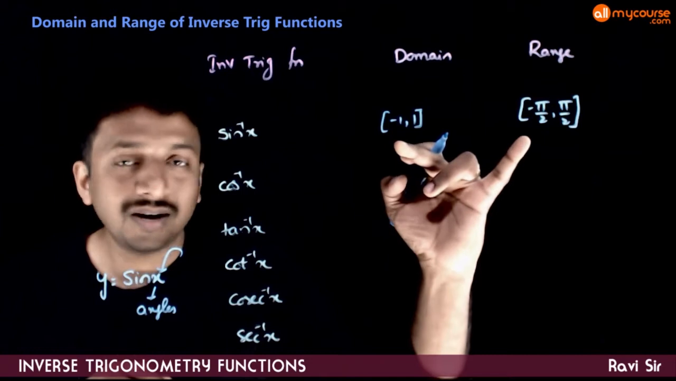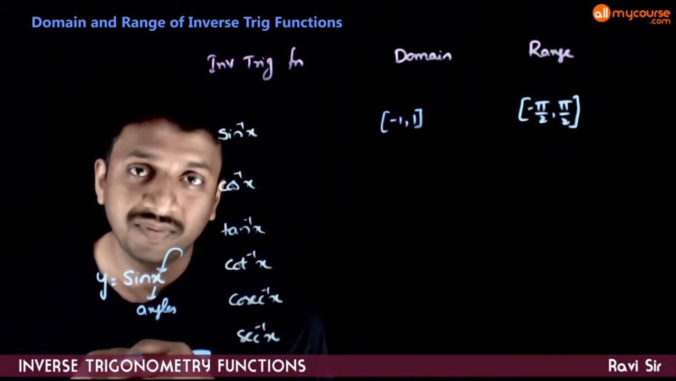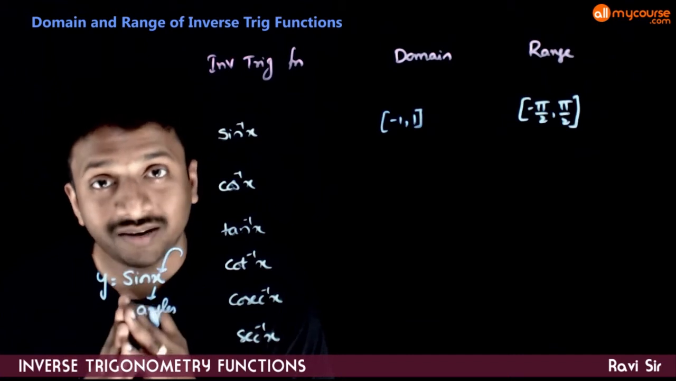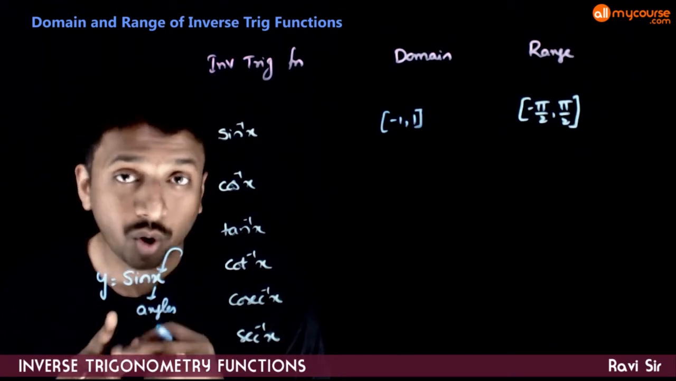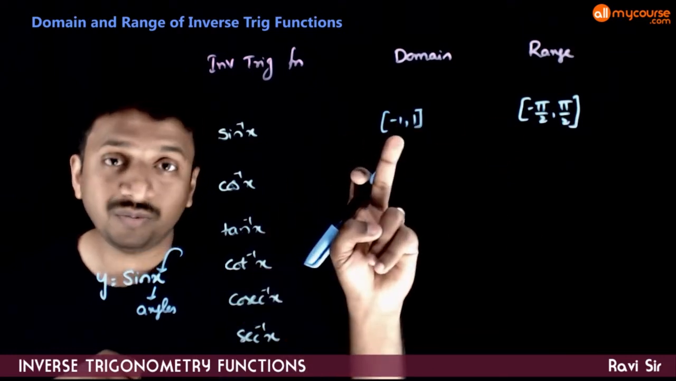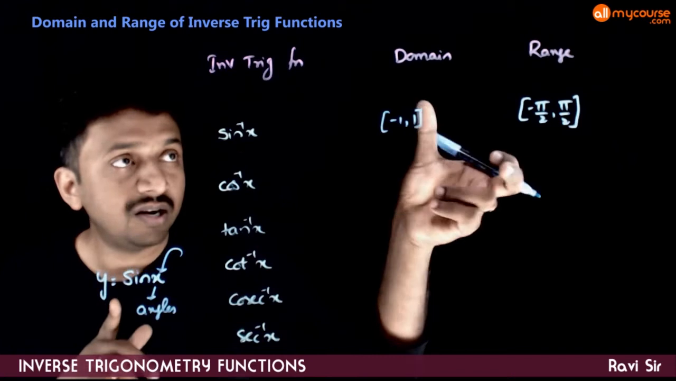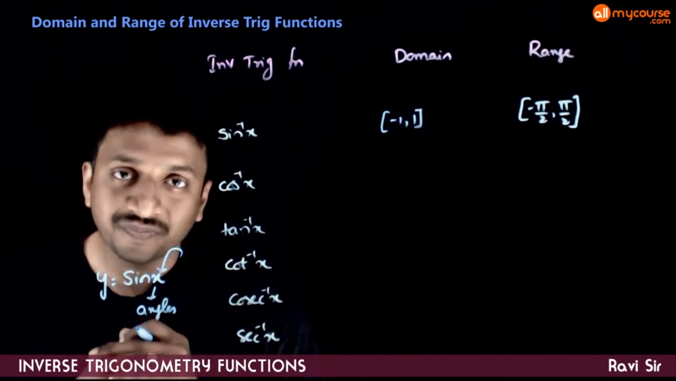So you got this from the restricted domain and range of the original function. So what is the restricted domain and range of sine x over which inverse is defined? Domain is minus pi by 2 to pi by 2. Range is minus 1 to 1. So for the inverse function, domain and range get reversed.